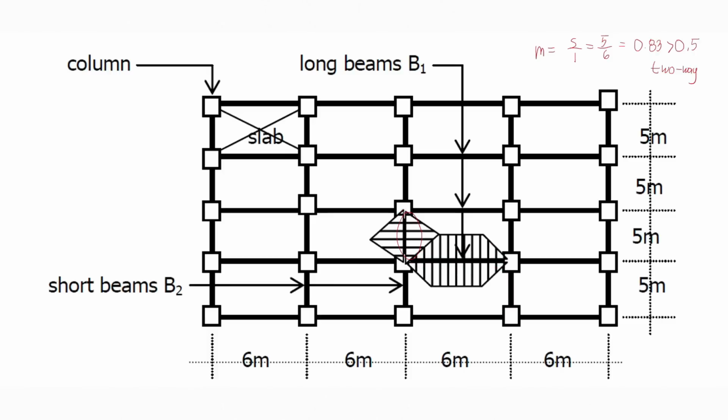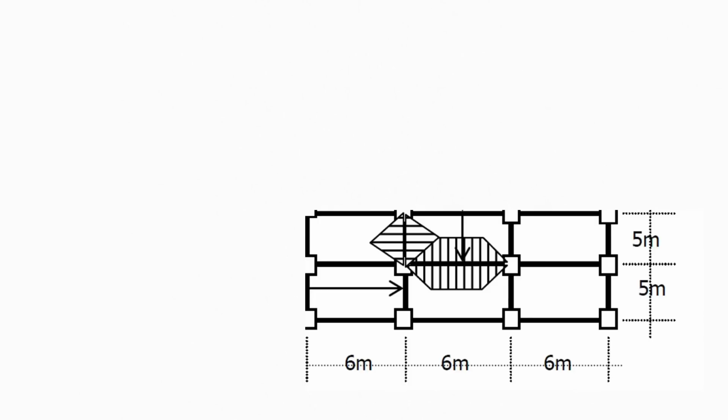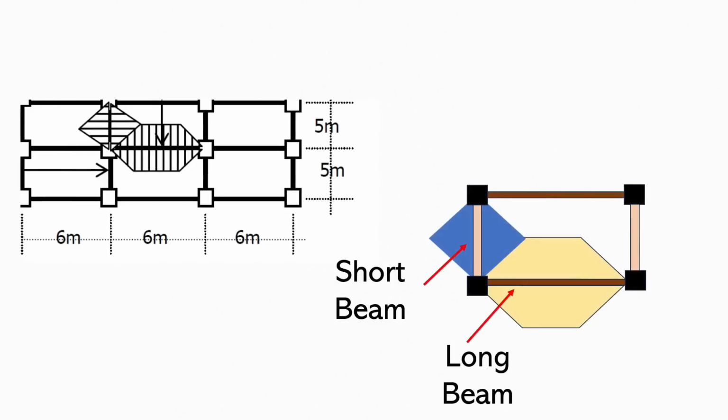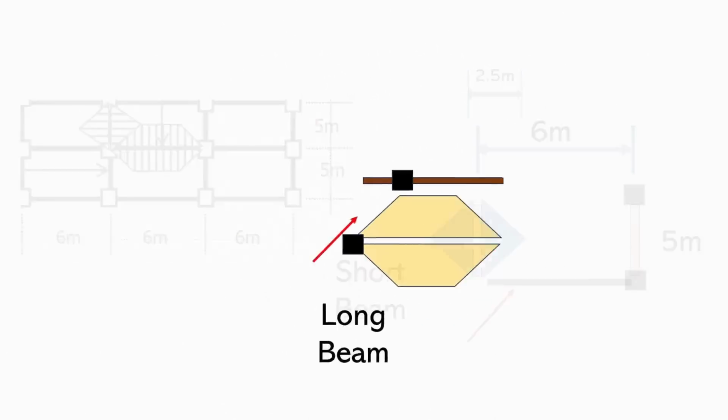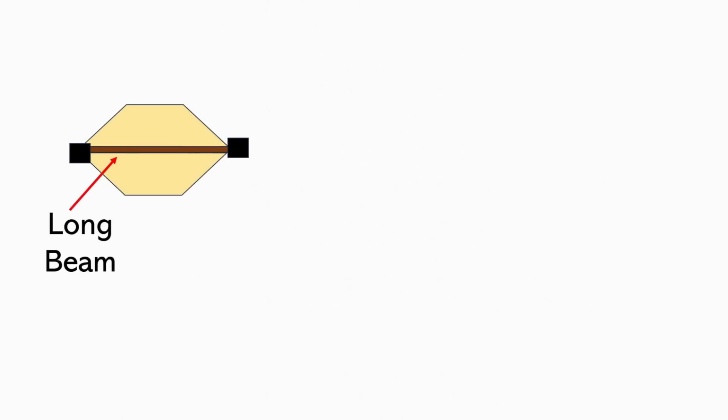For this beam, we have two adjacent slabs that consider a triangular area, because that's along the shorter side. Again, this is the short beam, and this is our long beam. For the long beam, we will be considering a trapezoidal area, so let's try to isolate this slab. It will look like this. Again, this is the short beam, and this is our long beam. We will essentially be considering this area.